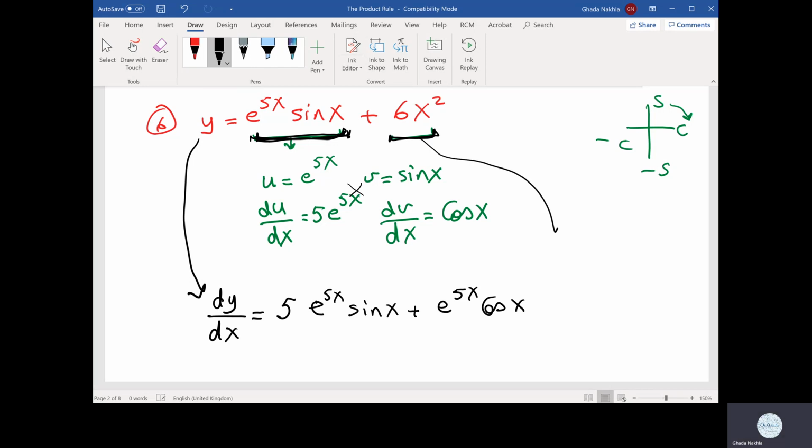Okay, and then I'm going to go plus the derivative of 6x squared. And in this case, you drop the power, so 6 times 2, which is 12, and then decrease the power of the x, so 2 minus 1 gives you 1. So it becomes 12x. And that is the derivative of my function. Again, you can simplify it if you want to.